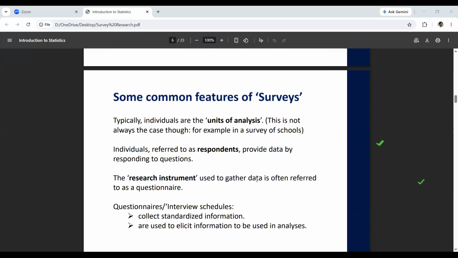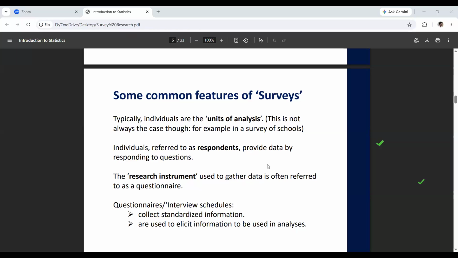Some common features of surveys. Typically, individuals are the unit of analysis. An individual can be a person, a household, an institution, or a community. Individuals, referred to as respondents, provide data by responding to questions. The research instrument used to gather data is often referred to as a questionnaire or schedule. Questionnaires and interview schedules collect standardized information. The same standard, uniform questionnaire is used for all samples, and questionnaires are used to elicit information to be used in analysis.